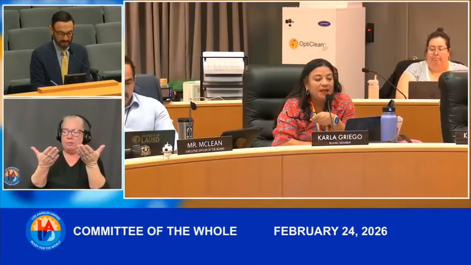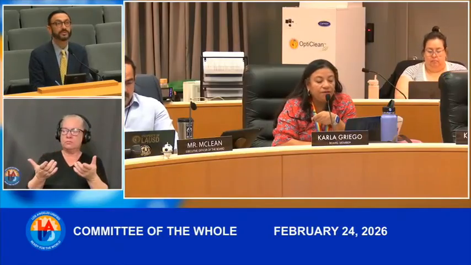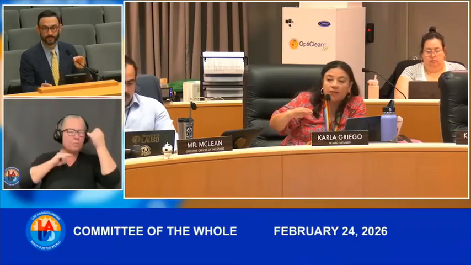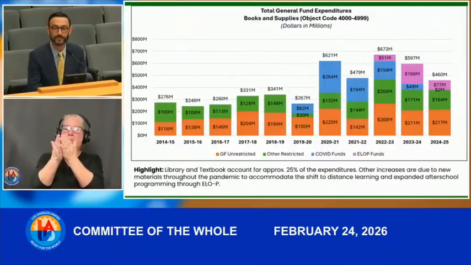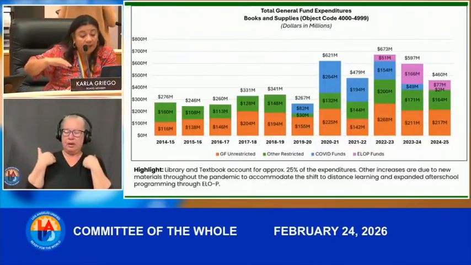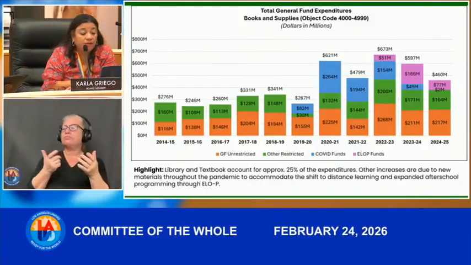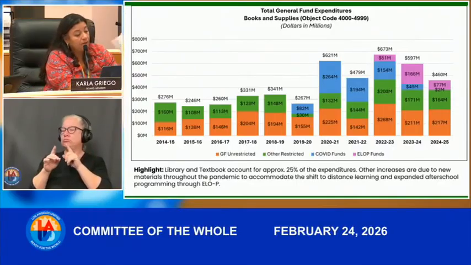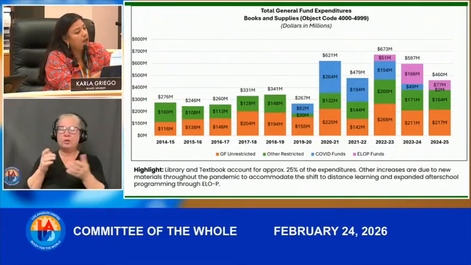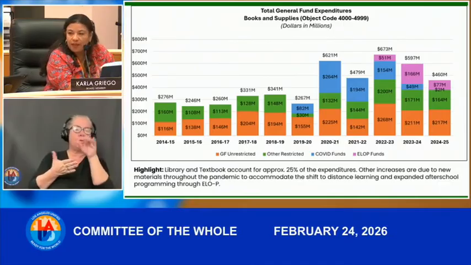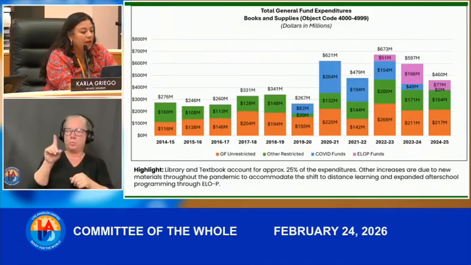Of course. And then I'm just wondering if the budget for books and supplies has followed the same trend since 14-15. Has there been a shift? I would like to see what the trend was for the budgeting of books and supplies. Okay. I'm going to ask one more question, and then I'll hand it off to other folks.